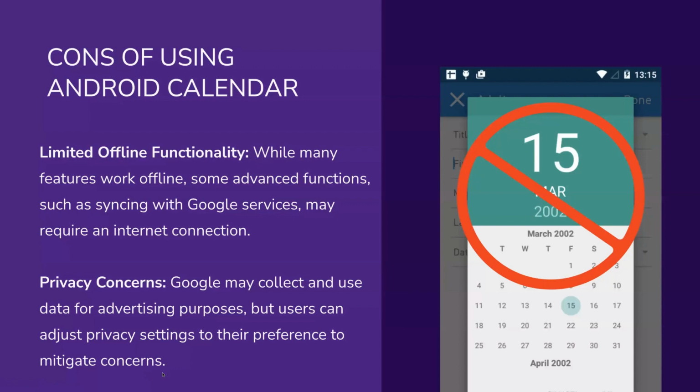Cons of using Android Calendar. Limited offline functionality. While many features work offline, some advanced functions, such as syncing with Google services, may require an internet connection. And privacy concerns. Google may collect and use data for advertising purposes, but users can adjust privacy settings to their preference to mitigate concerns.